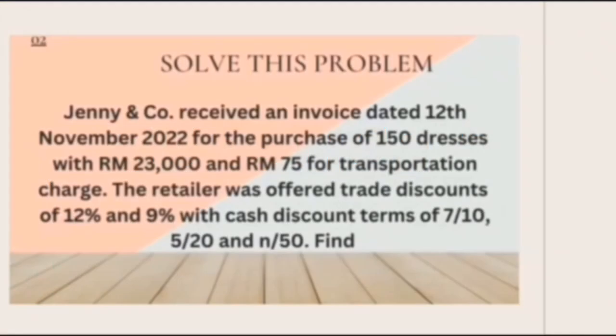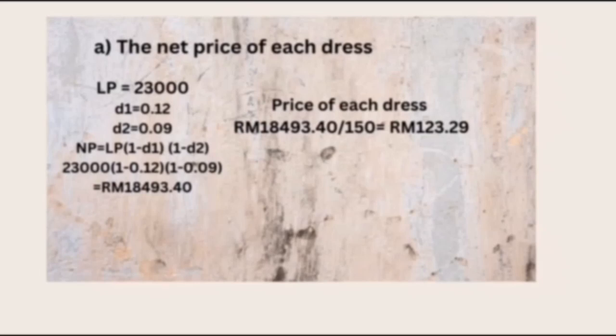The question is, JD & Co. received an invoice dated 12 November 2022 for the purchase of 150 dresses with RM 23,000 and RM 75 for transportation charge. The retailer was offered trade discounts of 12% and 9% with cash discount terms of 7/10, 5/20 and net 50. Question A is, find the net price of each dress.